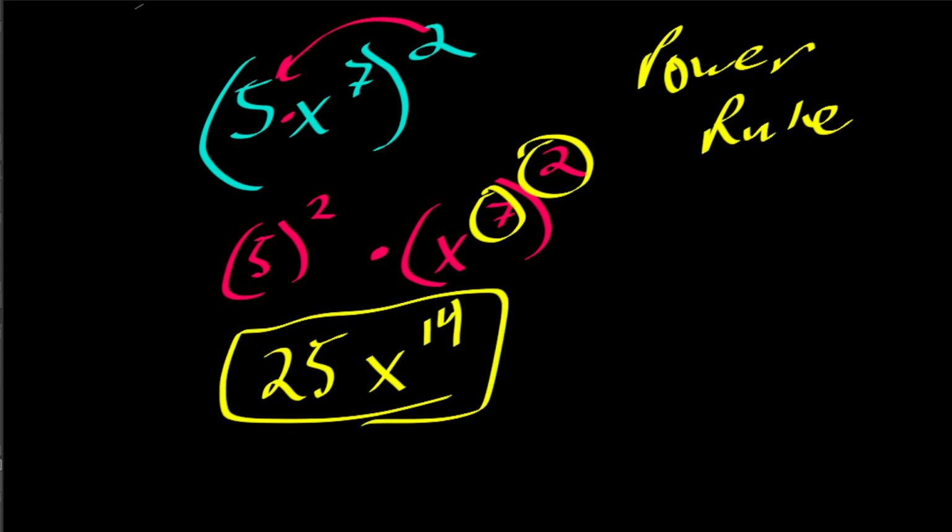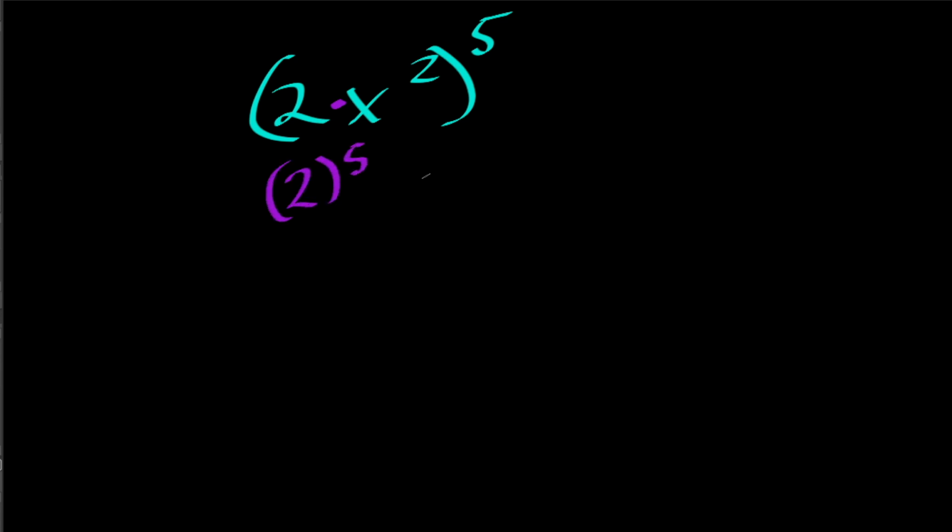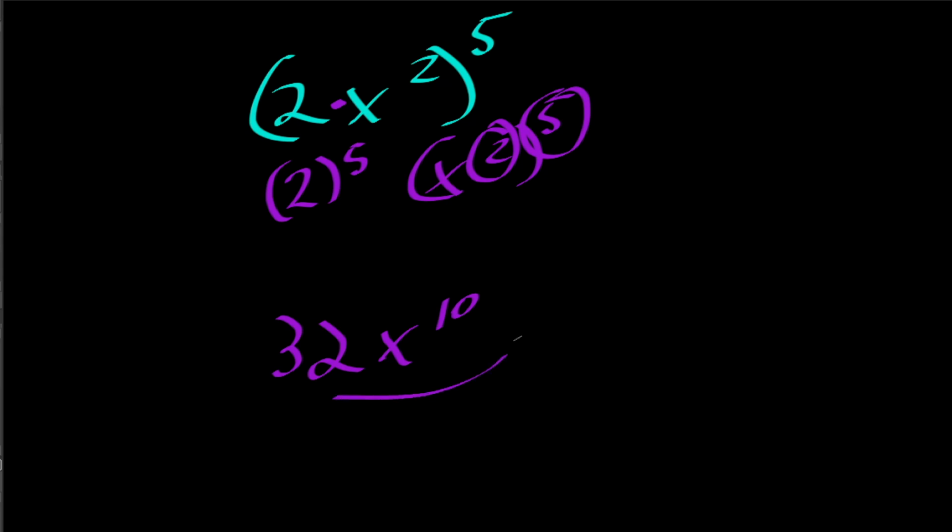Let's look at another one just so you can see. Let's say I have 2x squared all to the 5th power. Once again, as long as this is just multiplication on the inside, then that means 2 gets the exponent 5, and so does x squared. So they both get the exponent 5. So then 2 to the 5th would give me 32. X squared to the 5th, we would multiply the 2 and 5 to give me x to the 10th. All right, so there's the power rule.